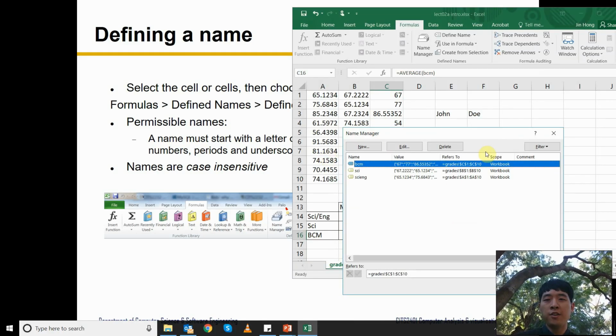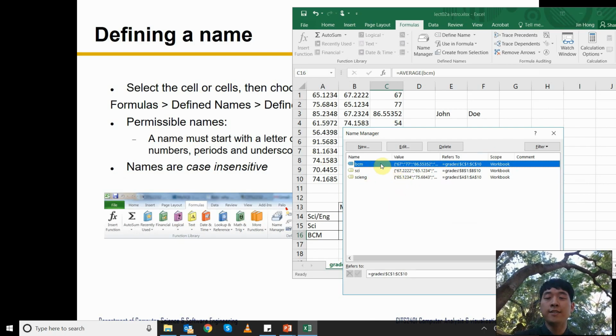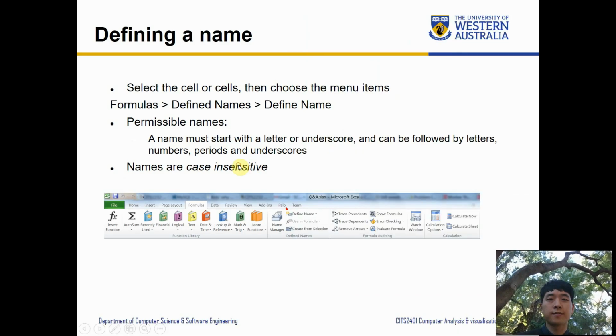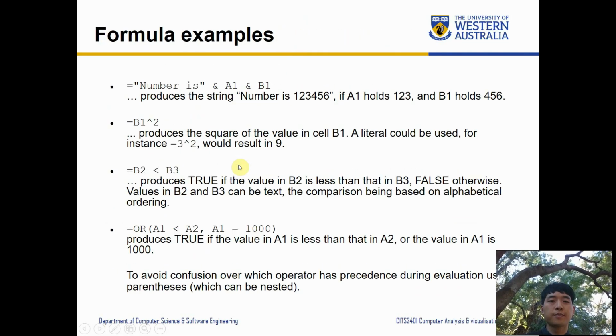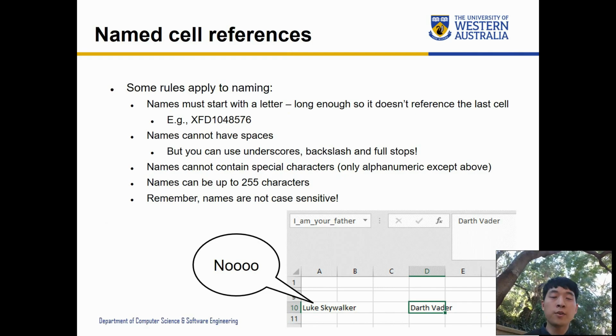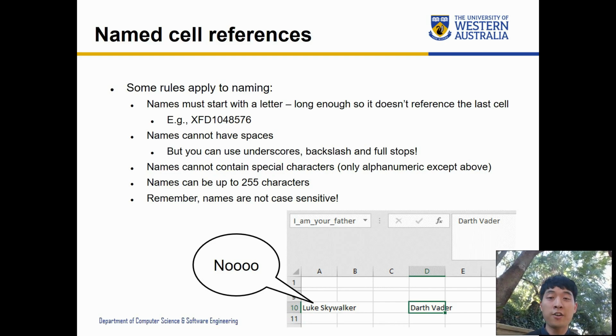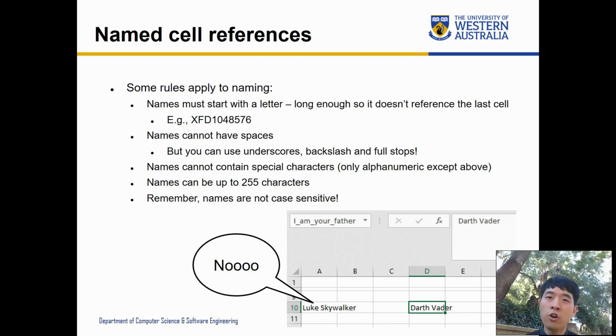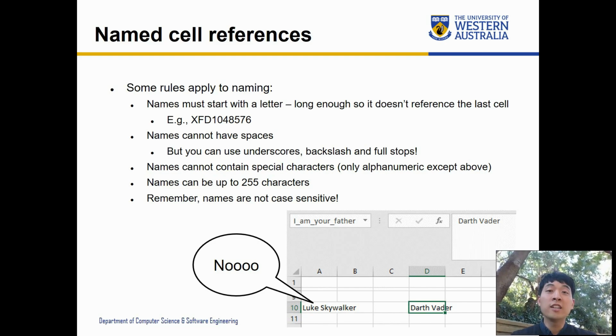so names can be managed here. All the names that I assigned go into the name manager. There are some rules applying to names. For example, it must start with a letter. You cannot start with a number. And also it has to be long enough so it doesn't reference another cell.